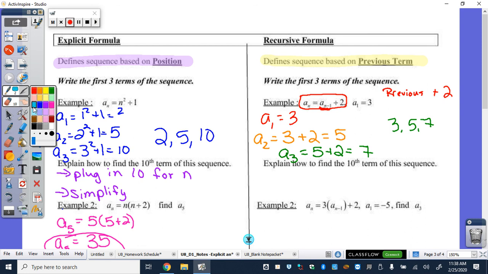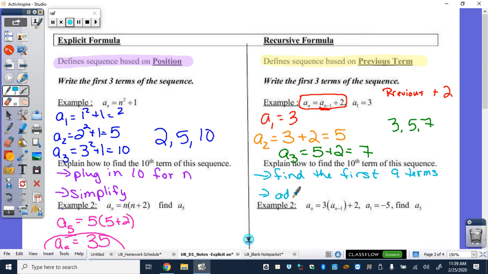So the next part, explain how you would find the 10th term of this sequence. How could we find the 10th term of this recursive? Yep. Find the first 9. Then you can add 2 to the 9th term. That's how we would get the 10th. Gotta know the ones that come before it.